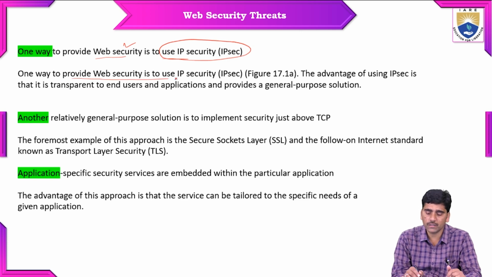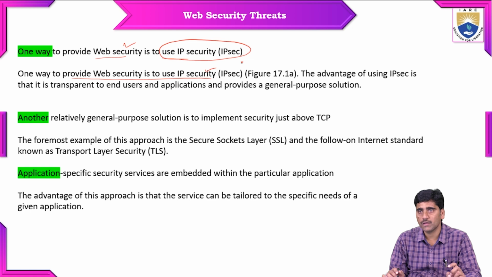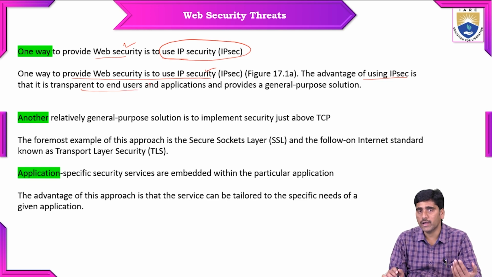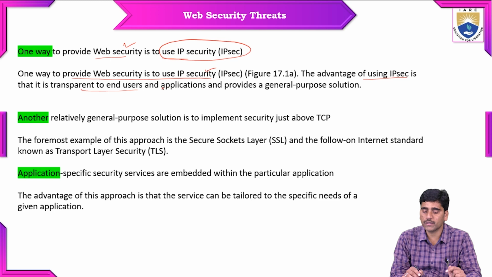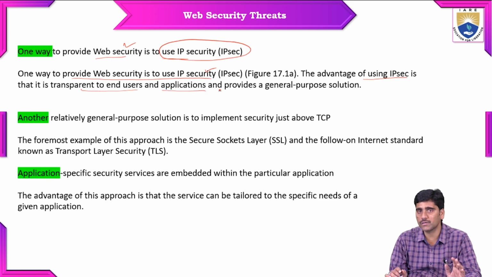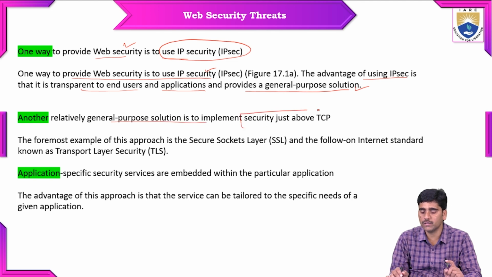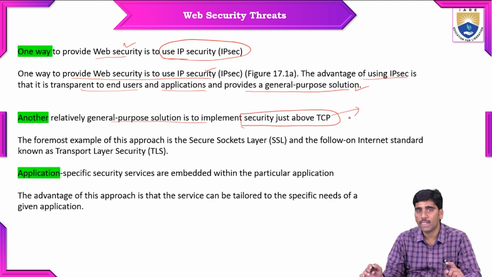The advantage of using IP security is that it is transparent to the end users and applications, and provides a general purpose solution. And the second one is what? Another relatively general purpose solution is to implement security just above TCP, so provide security above the TCP layer.